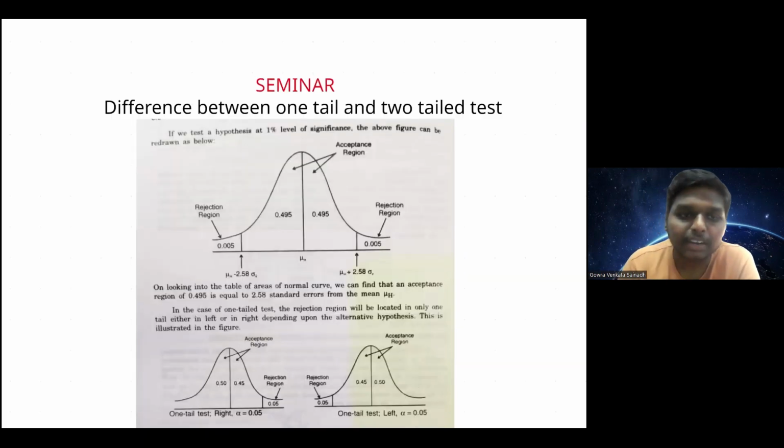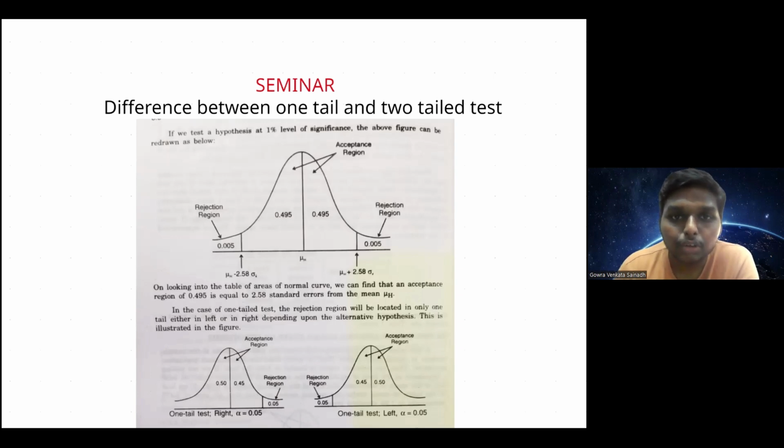Now let's look at the two-tail test. A two-tail test has two tails having the rejected region, and the acceptance region is cut off by the tails. When you look at the first diagram on the top, you can observe the rejected region on both sides, so it is called a two-tailed test. The acceptance region is 0.495 on both sides, and the rejected region on both sides is the same, 0.005. So this is regarding the difference between one-tail and two-tail test.